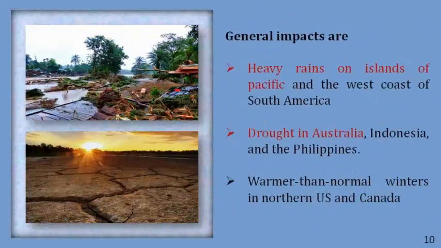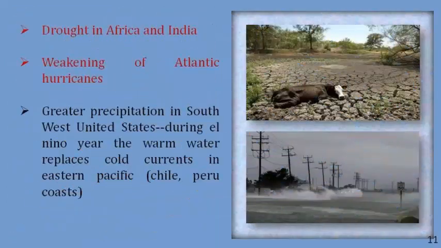General impacts are heavy rains on islands of the Pacific and the west coast of South America, drought in Australia, Indonesia, and the Philippines, warmer than normal winters in northern US and Canada, drought in Africa and India, weakening of Atlantic hurricanes, and lastly, greater precipitation in southwest United States.